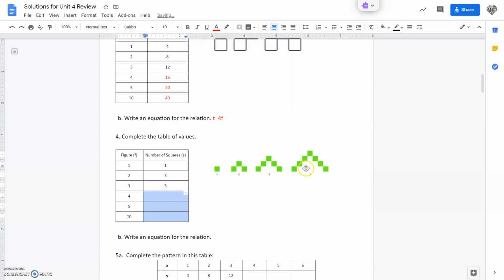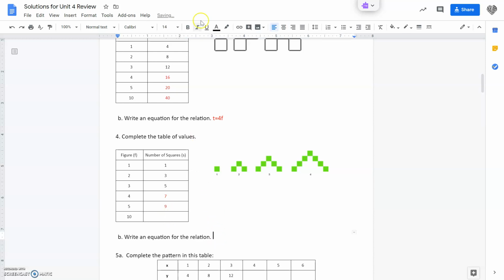So if we look at this pattern, the first figure has 1 square, the second figure is 3, and then 5. So you can see that we're increasing by 2 each time. So the fourth figure would have, if you can count there, 7. The next figure, which isn't drawn, you can draw it if you feel like it would be easier, is 9. But we don't know the 10th figure.